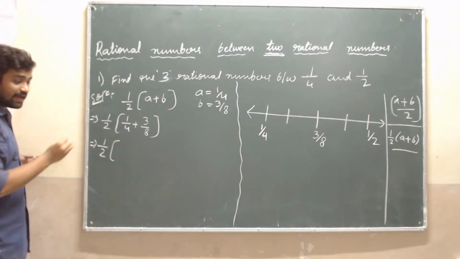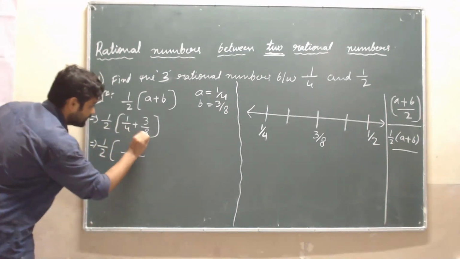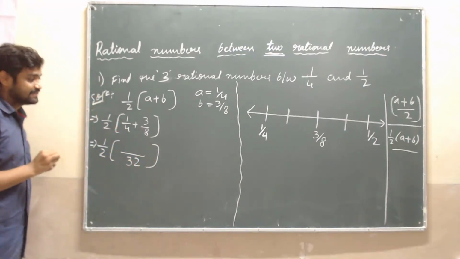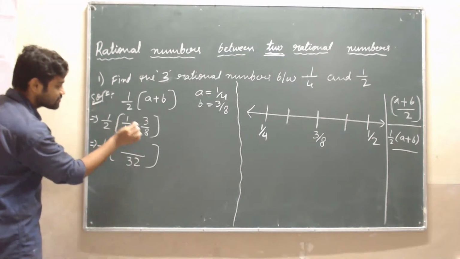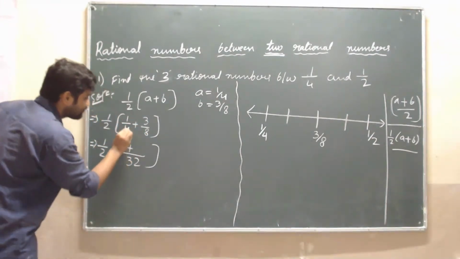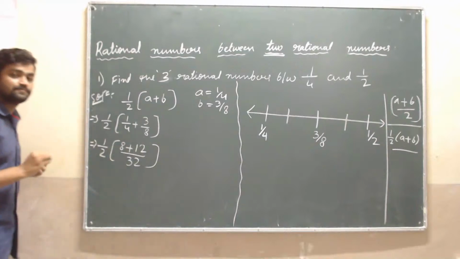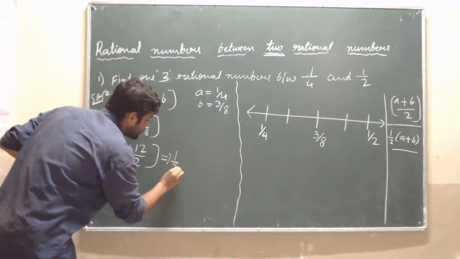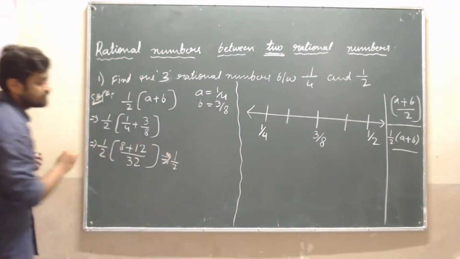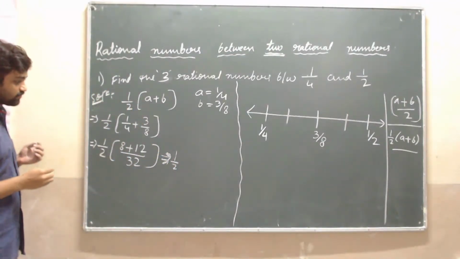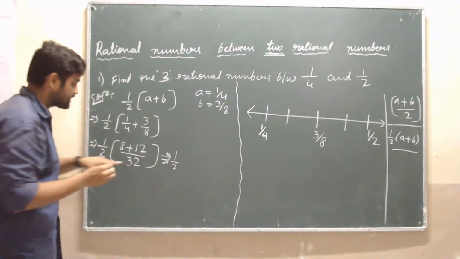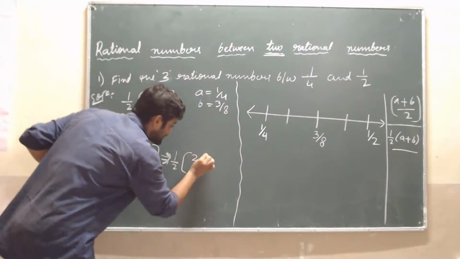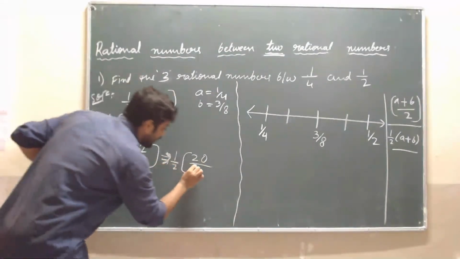Then I am taking the LCM. 8 4s are 32, isn't it? Then we have to cross multiply. That is 8 ones are 8 plus 4 is 12. Are you getting my point? Yes. That is 1 by 2 as usual. That is the equality symbol, don't confuse. 1 by 2 as usual. Then 8 plus 12 is 20, then 32 as usual.